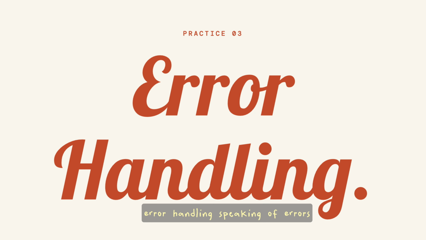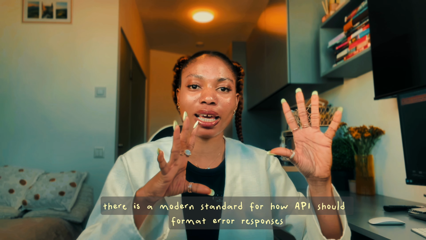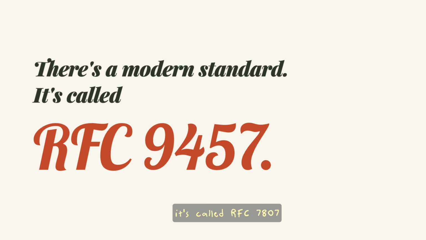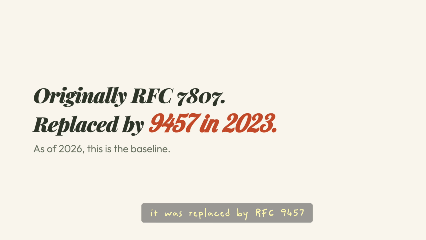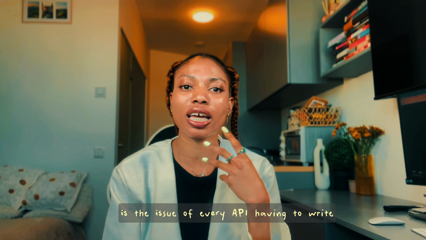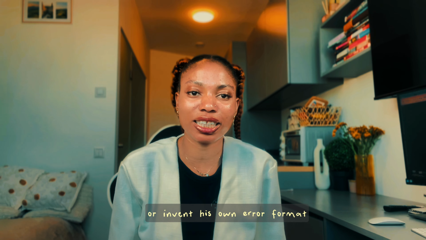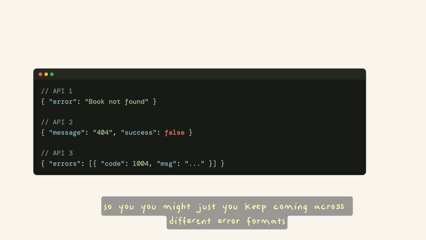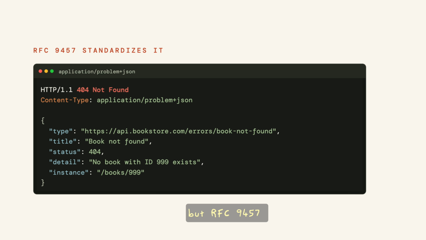Error handling. Speaking of errors, there is a modern standard for how API should format error responses. It's called RFC 7807. It was replaced by RFC 9457 in 2023. And as of 2026, this is what you should be using. The problem that this standard solves is the issue of every API having to write or invent its own error format. So you keep coming across different error formats, but RFC 9457 standardizes it.